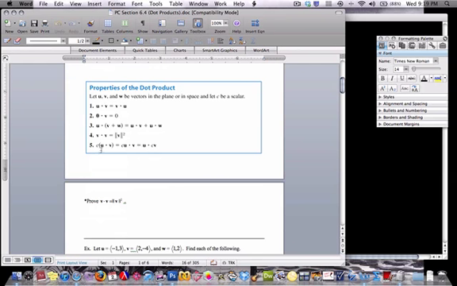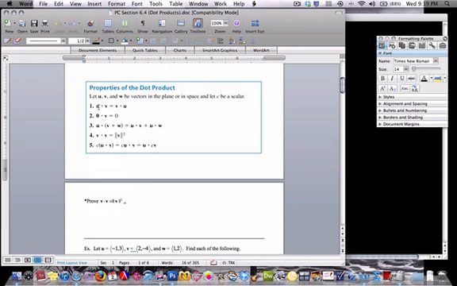And 5 tells you how you can deal with scalar multiplication over a dot product. So if you have a scalar outside of a dot product, you can do the scalar times the first vector and then do the dot product, or you can do the scalar times the second vector and then do the dot product, and it'll come out with the same result either way. Or you can do the dot product first and then multiply by the scalar.